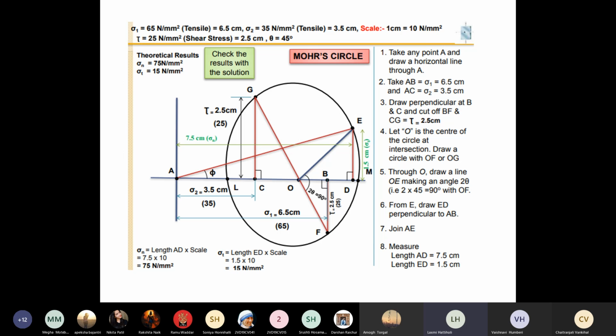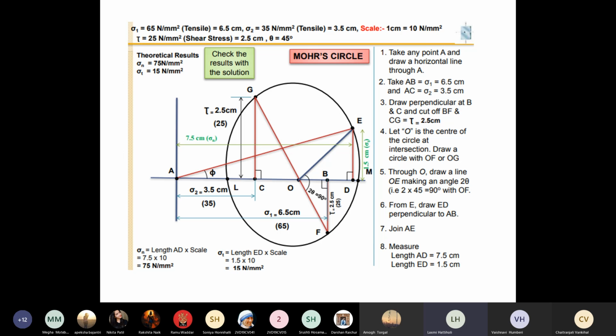At the bottom it has been shown that sigma n is equal to length of AD into scale. Again, you need to apply the scale as well. So length of AD, you will get 7.5 centimeter multiplied by 10, that is 75 Newton per mm square. Now this actually matches my analytic method. So the graphical method as well as the analytic method give you the same results.